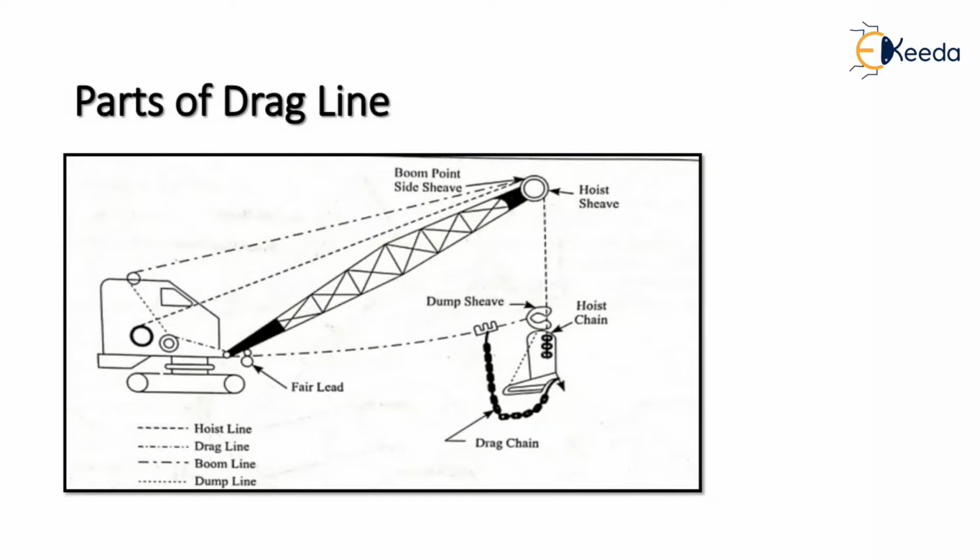So these are the parts of a dragline. Here we can see there are 4 types of line: hoist line, drag line, boom line and dump line. These lines are useful for hoisting, dragging and dumping purposes.